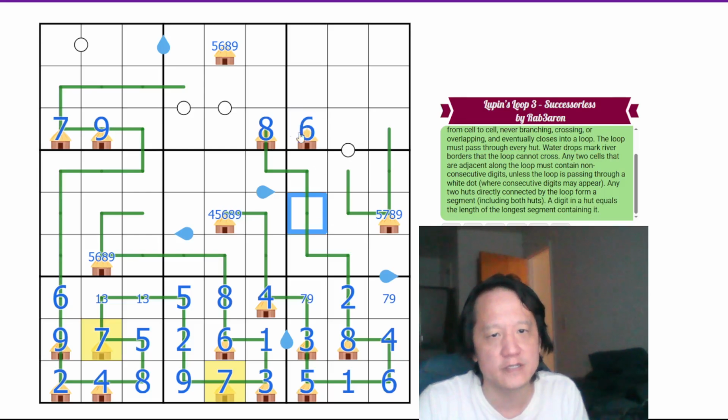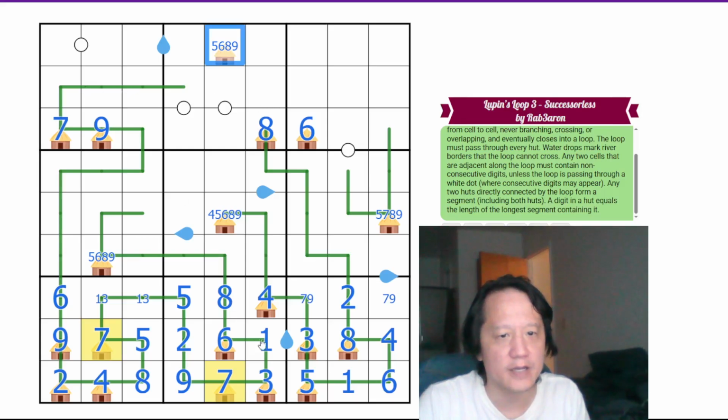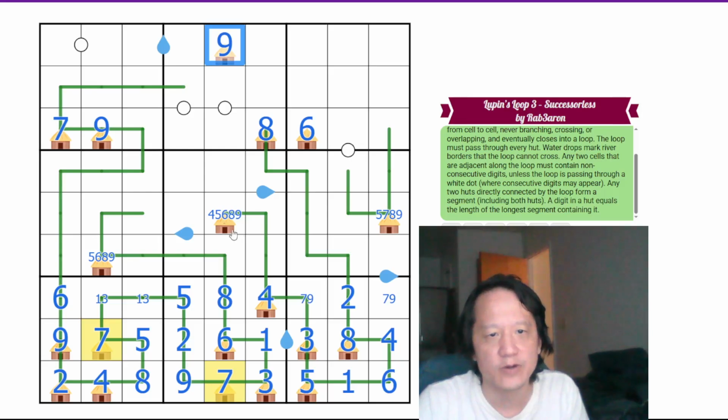It's 6, and it cannot connect. Well, it could connect directly to that. This can't be 8. But it can't be 7 either. And this has to be 7 connecting to this. So this has to be 9 that way, which means no 6, 8, or 9 here. It's 4 or 5.